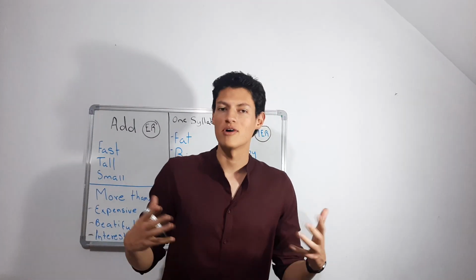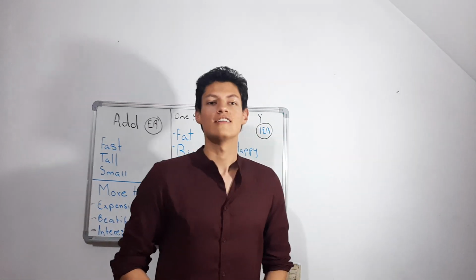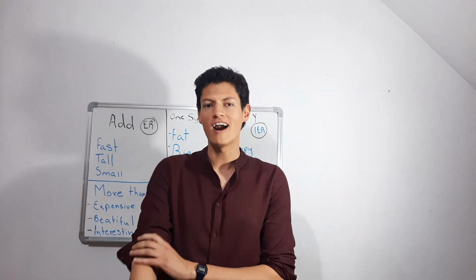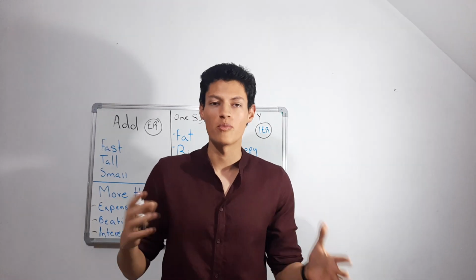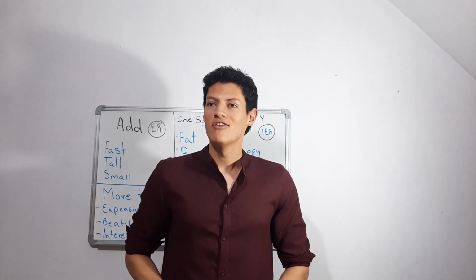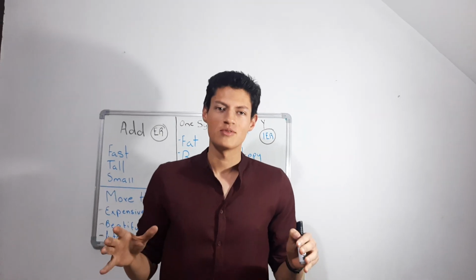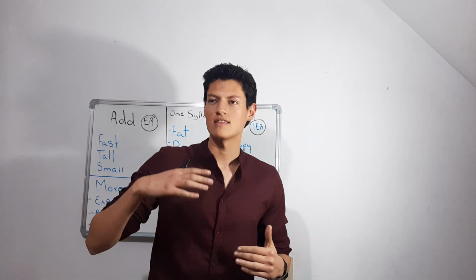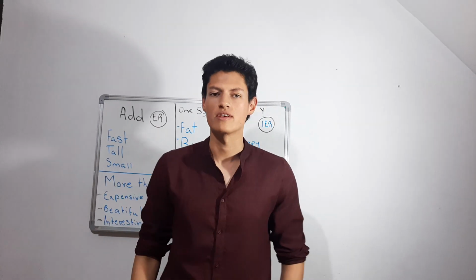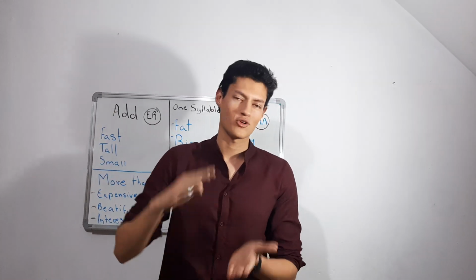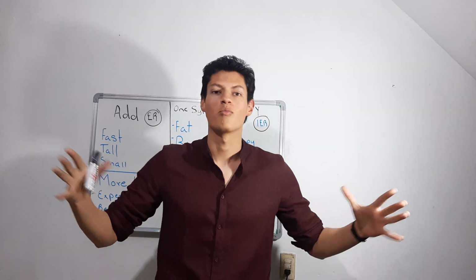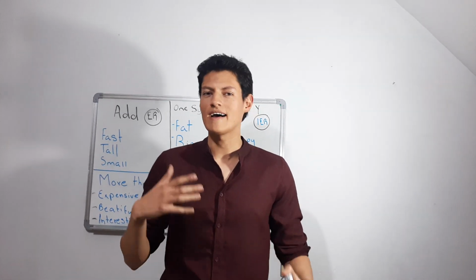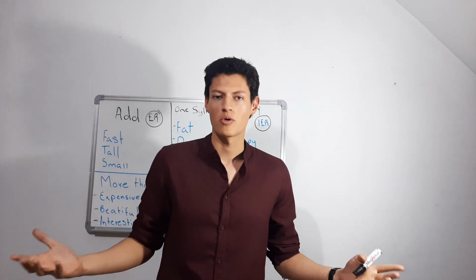Today we're going to talk about a new subject that is called comparatives. Comparatives are used when we need to compare two things, and we use them with adjectives. An adjective, remember, is a word that describes something: something tall, something small, something big. But we have a lot of rules when we need to compare something.